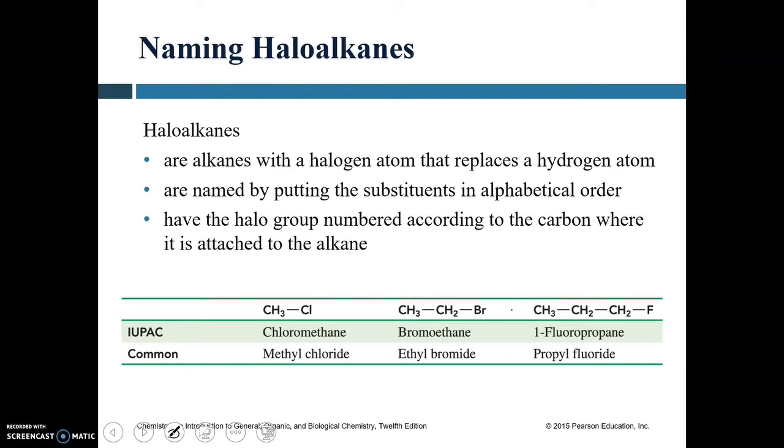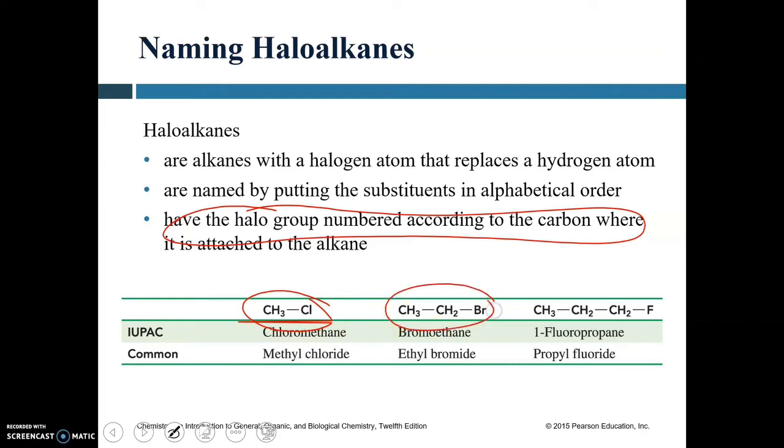Now for haloalkanes, you just put substituents in alphabetical order. The halo group should be numbered according to the carbon where it is attached to the alkane. So here we go: chloromethane, bromoethane, 1,1-fluoropropane. Common names include methyl chloride, ethyl bromide, propyl fluoride.